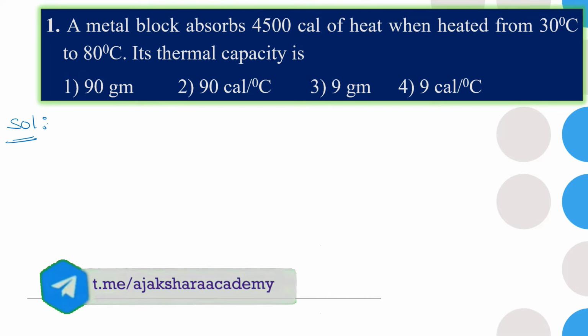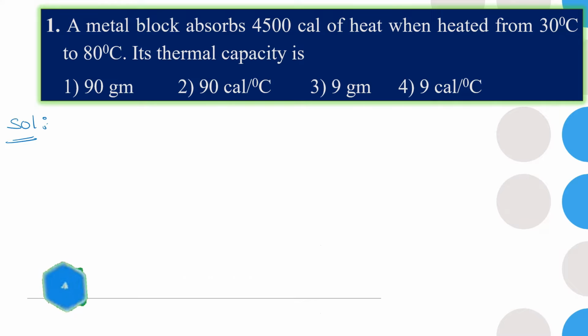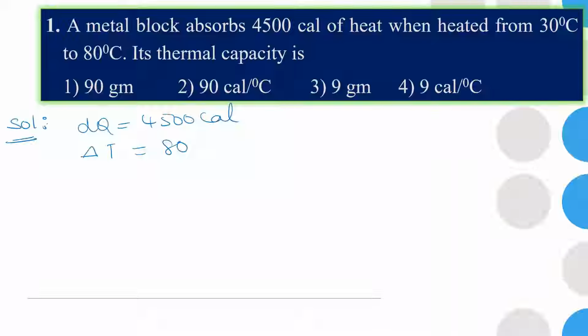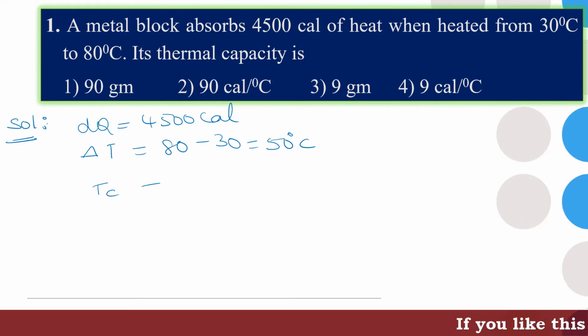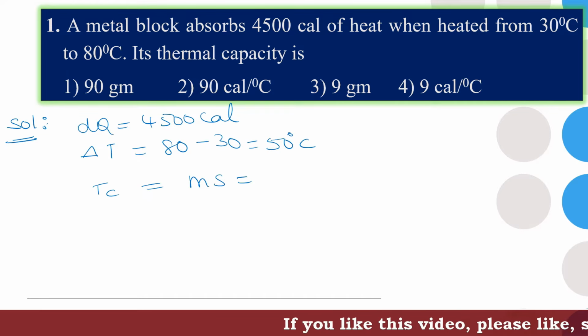Given here, the metal block absorbs 4500 calories of heat. So that is dQ equals 4500 calories, and the temperature difference is 80 minus 30, so that is equal to 50 degrees centigrade. We have to calculate the thermal capacity, that is ms.